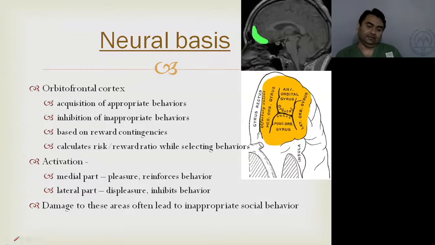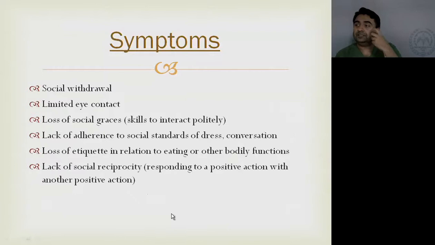Damage to these areas often leads to the typical inappropriate behaviors, which we see in many neurodegenerative illnesses that we know of. Symptoms: social withdrawal, limited eye contact, lacking social graces, the lack of adherence to social standards of dressing or conversation, the loss of etiquette in eating or bodily function, or the lack of social reciprocity. For example, you're going to a party, invited by somebody and taking a gift along with you. So that is a socially considered reciprocation.